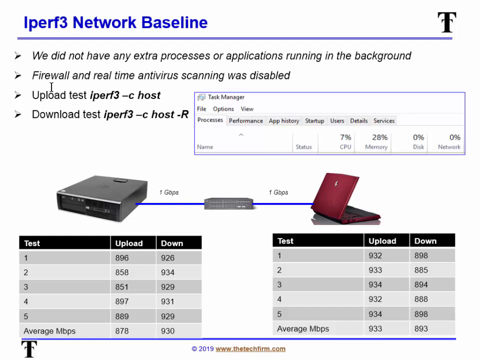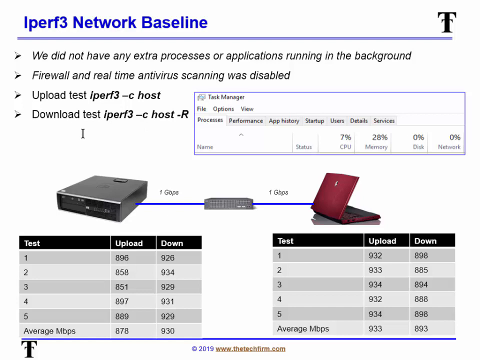The other thing we did was we disabled the firewall and real-time antivirus. Why? Because they may kick in, they may try to scan, who knows. I just don't want to take that chance. I want to have the best case scenario. And then if we want to enable the firewall and antivirus and find out if that affects performance, that's a whole other exercise. This is a baseline, right? So this is our baseline.